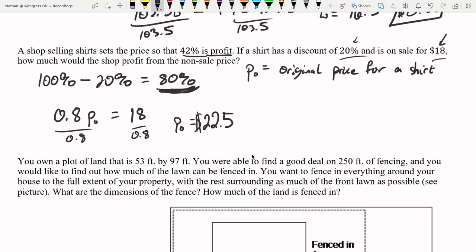Now, this isn't the answer, right? The question was, how much does the shop profit from the non-sale price? This is the non-sale price, or the original price. And it said that 42% of the original price is profit. That means all we have to do is find what is 42% of this amount. Well, that's quite easy. That's just 0.42 times this original price, or 22.5.